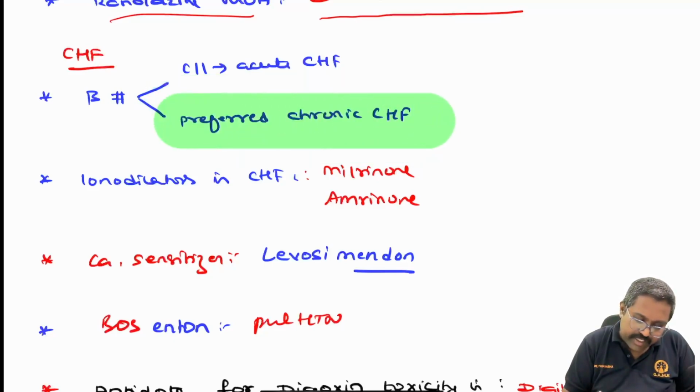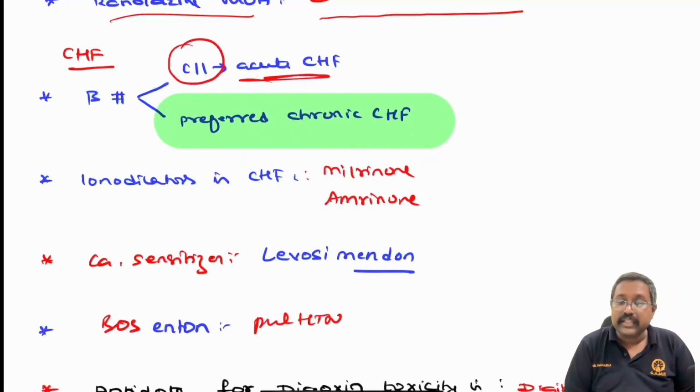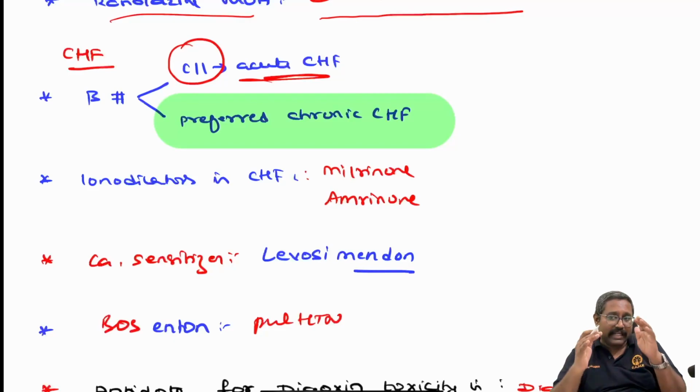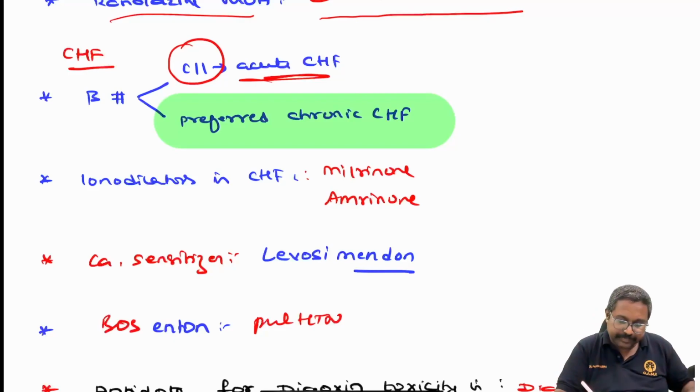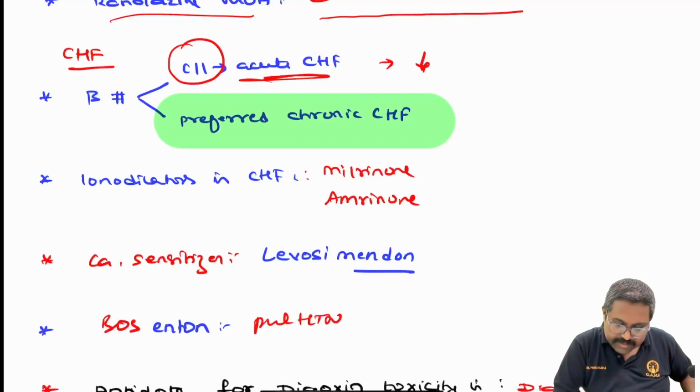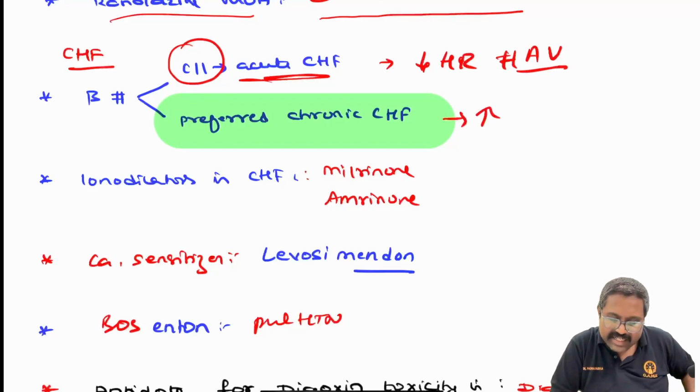They're preferred in chronic, but they're totally contraindicated in case of acute, because in acute what will happen? It will depress the cardiac activity. It decreases the heart rate, it blocks the AV conduction, etc. In chronic what happens? Basically it will increase the survival through adaptation, and also it decreases the cardiac remodeling.